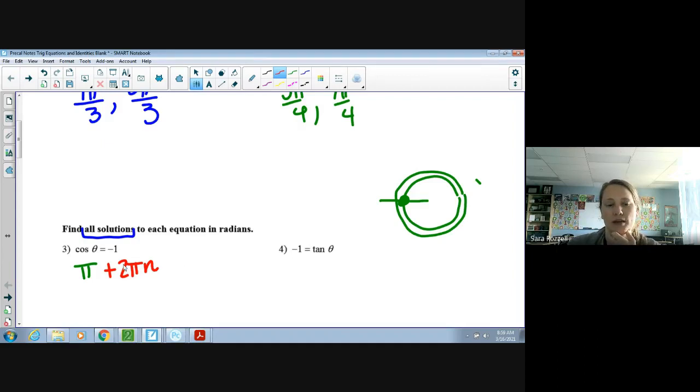So it could be plus 2 pi times 1 for once around the circle, or 2 for twice around the circle, or 3 or 4 or 5. So this is telling the person that the first one is pi, but to get every solution that's ever going to happen, you just add 2 pi to that over and over again. So when they're asking for all solutions, you're going to add a plus 2 pi n to your problems where your period is 2 pi. Or to get to the next one, you have to go all the way around the circle.